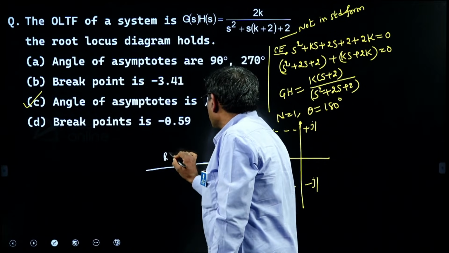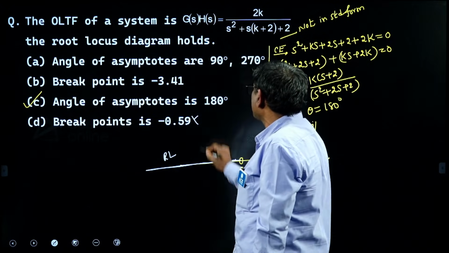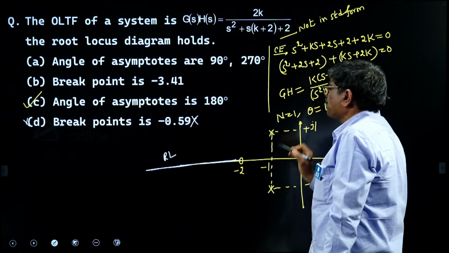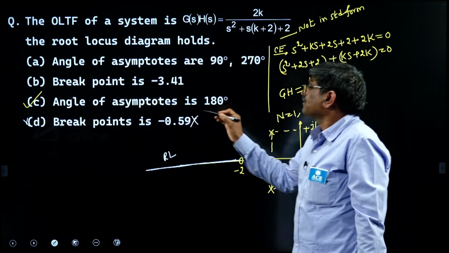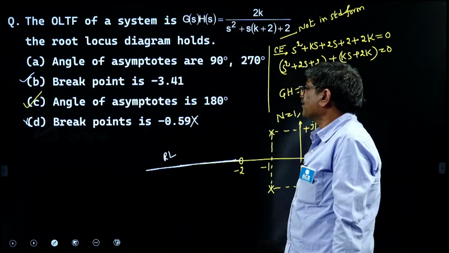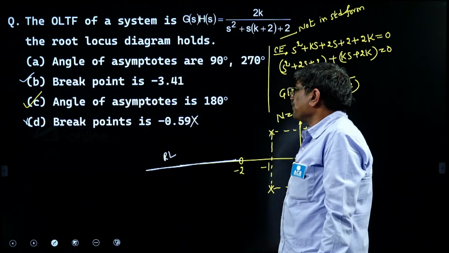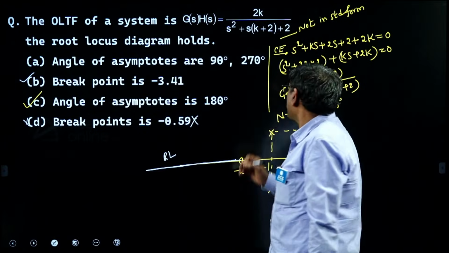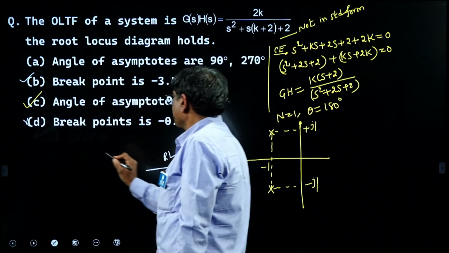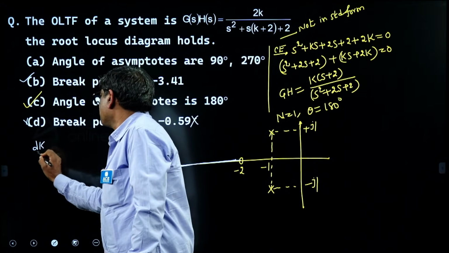So what happened? This minus 0.59 is wrong, because there is no root locus branch at minus 0.59. B may be correct. If you have a doubt whether it is wrong or correct, you find dk by ds, then you check the answer.